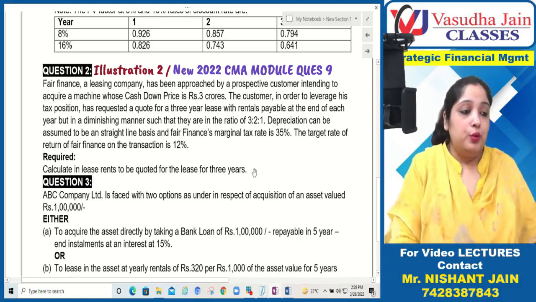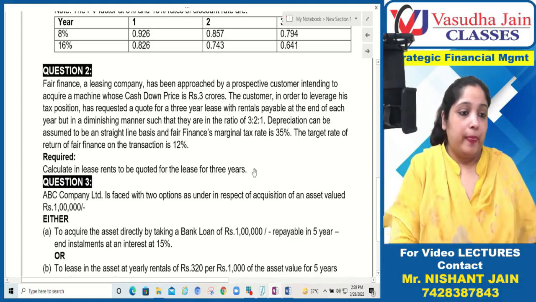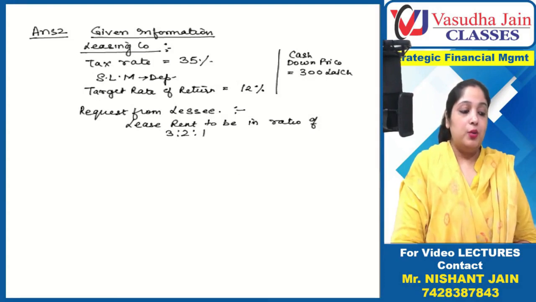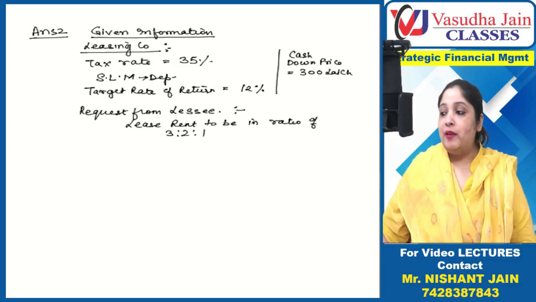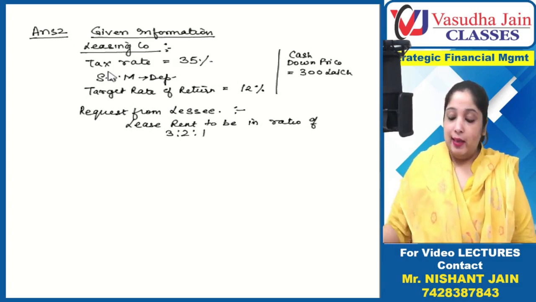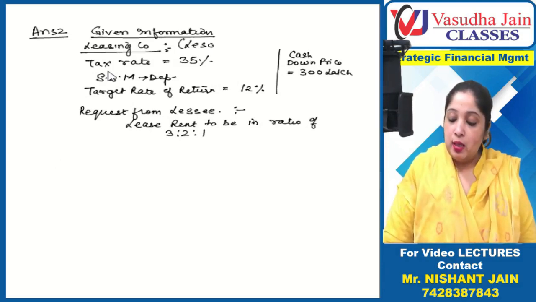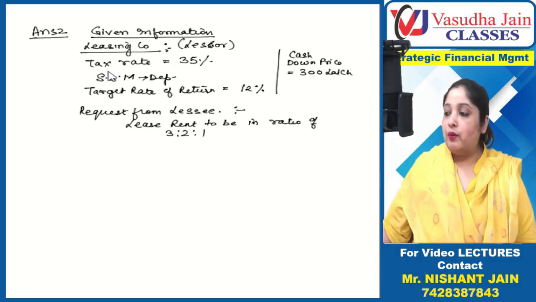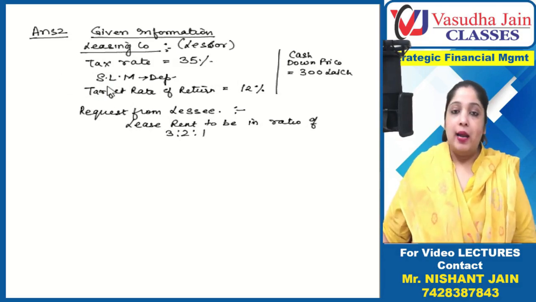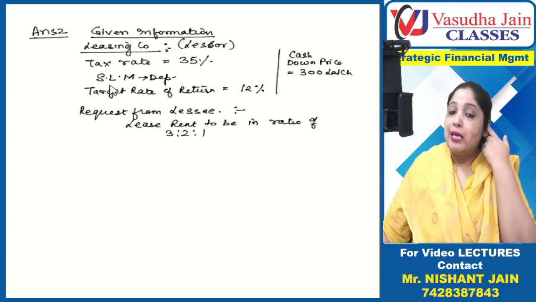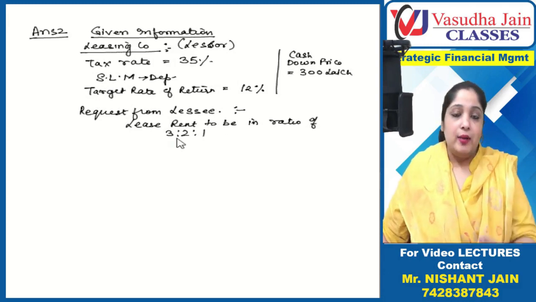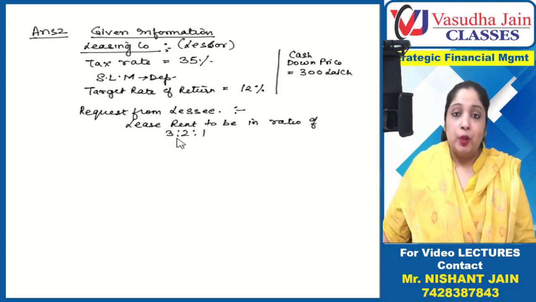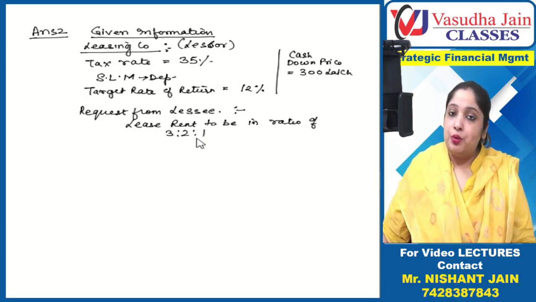So how are we going to do this question? Now let us do the computation. This is the given information to us. The leasing company information, that is the lessor information, is given to us: the tax rate of the lessor is 35% and the depreciation is to be charged on the SLM basis. He wants to earn 12%. He has got a request from the lessee that whatever lease rentals are quoted to him for 3 years should be in the ratio of 3:2:1.